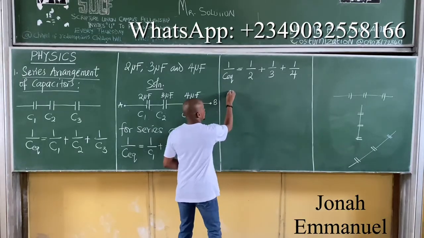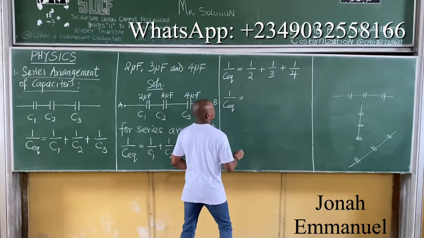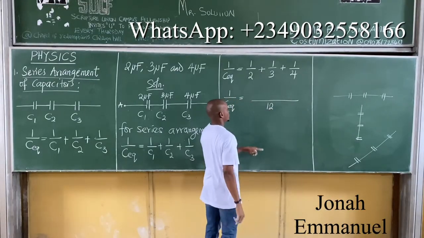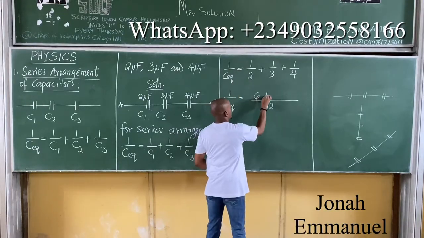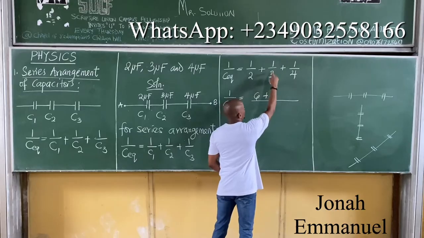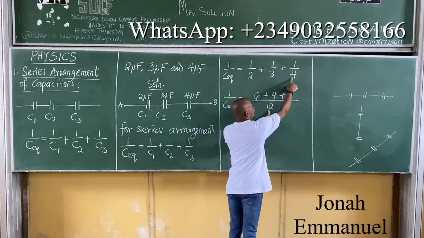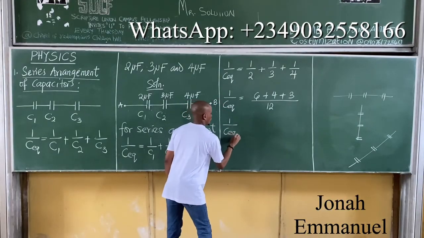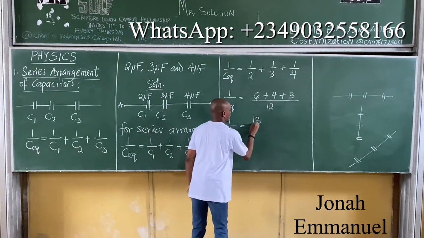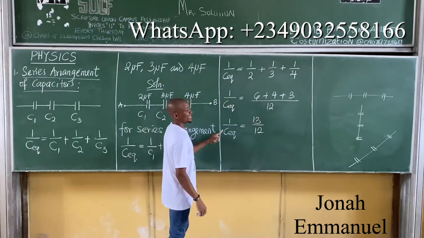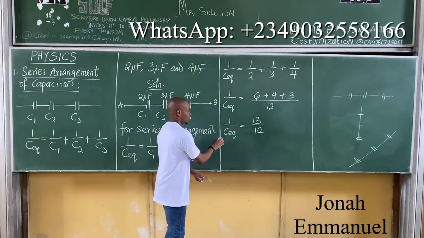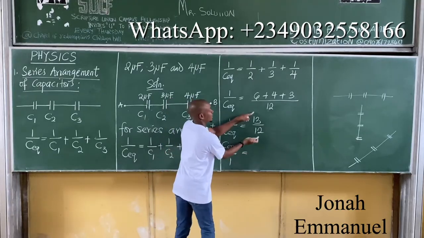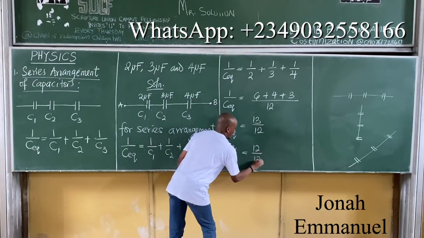So 1 over CEQ is equal to, take the LCM of 2, 3, 4. What's the LCM? 12. Right. 12 over 2 is 6, times 1, 6, plus 12 over 3 is 4, times 1, 4, plus 12 over 4 is 3, times 1, 3. So I have 1 all over CEQ equal to 13 all over 12. To get CEQ, simply invert, turn it upside down. CEQ all over 1 is equal to 12 over 13.